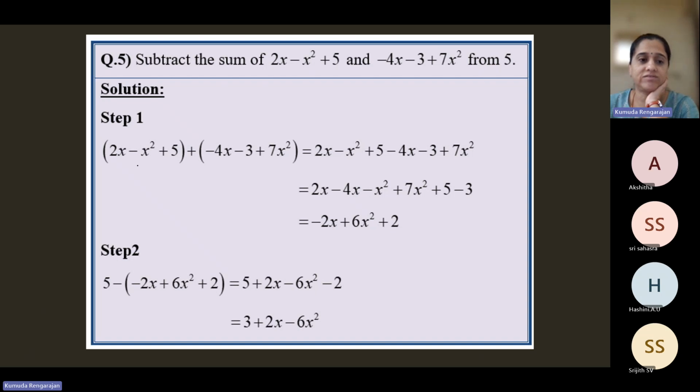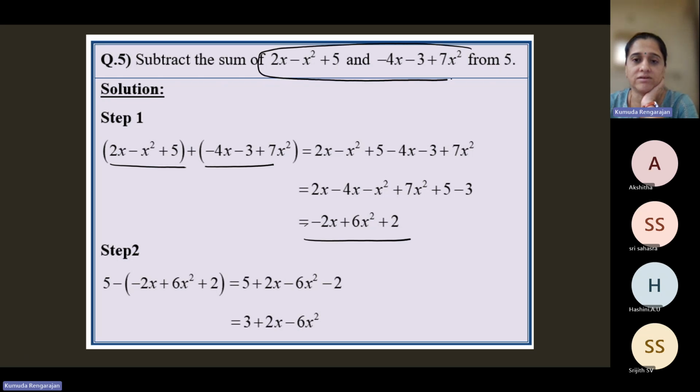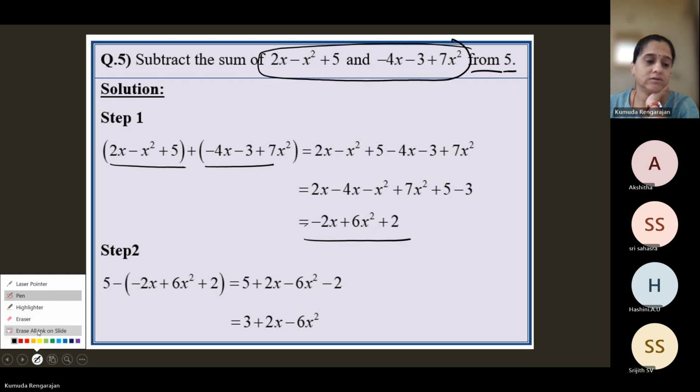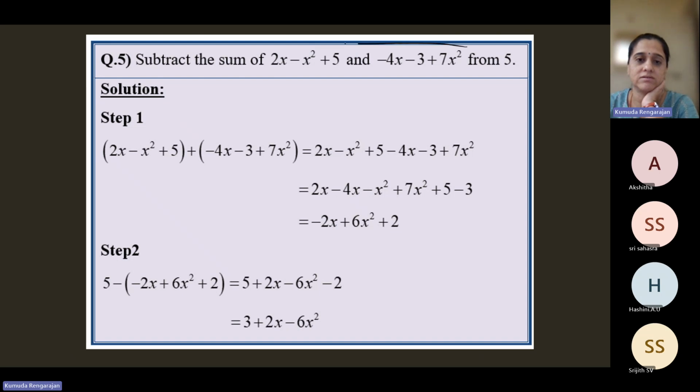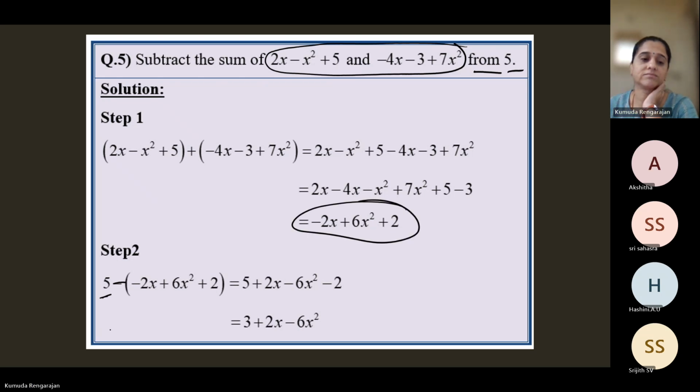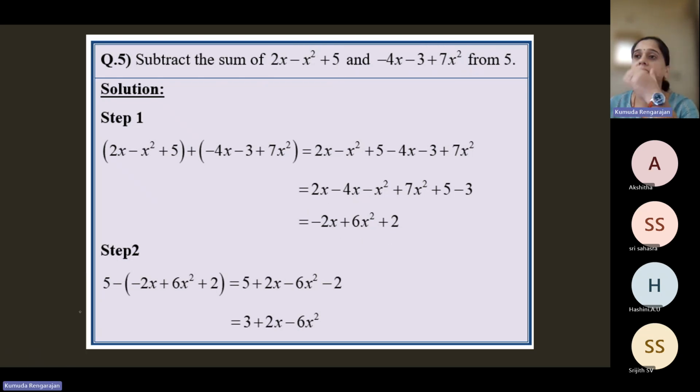So first we need to find the sum. Then you should subtract this answer from the 5. So from what comes after from? 5. So 5 should be written first. Minus this answer.